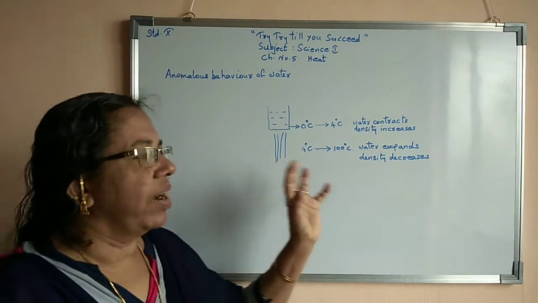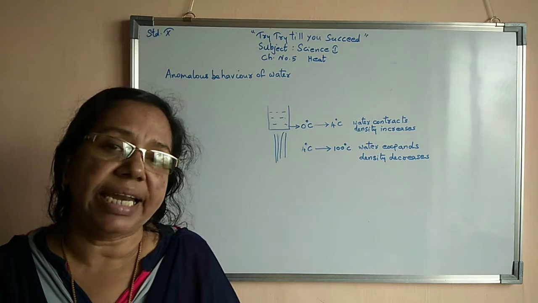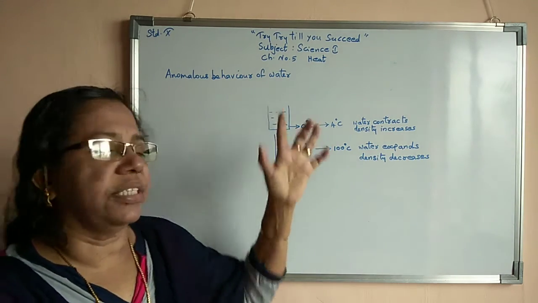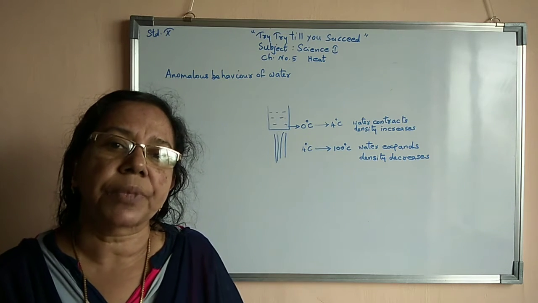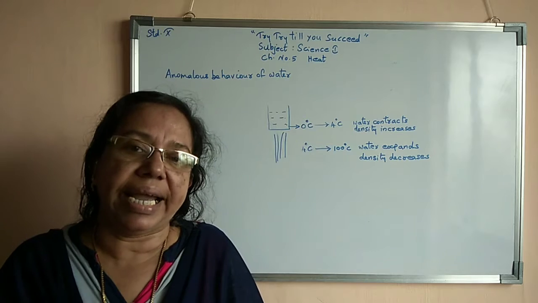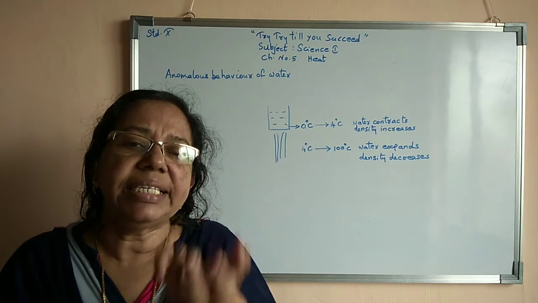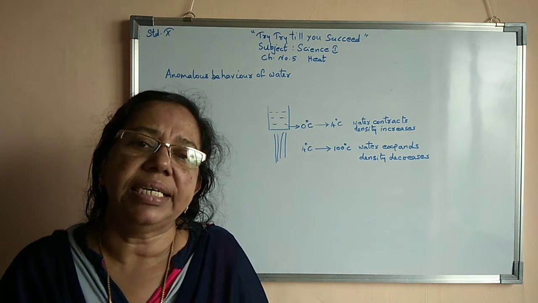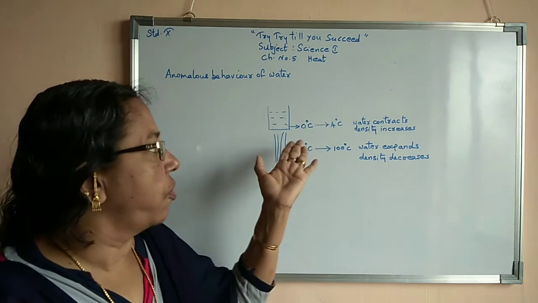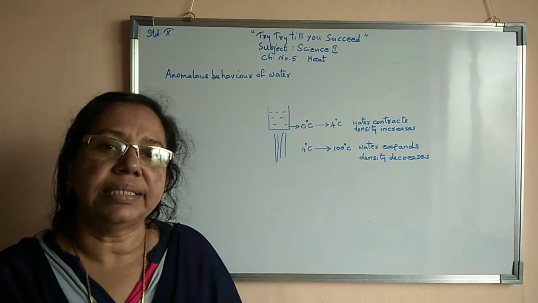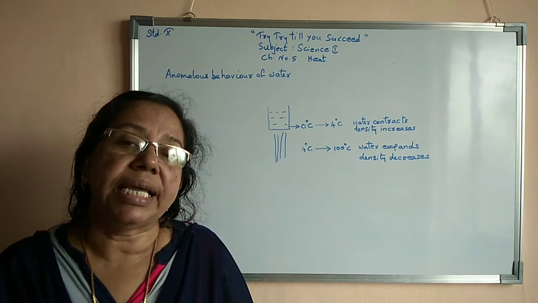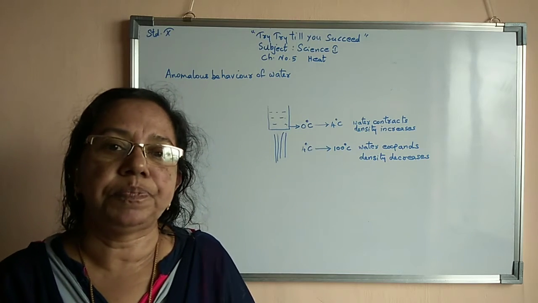So here water has such a special character. What is that? When we heat it from 0 degrees Celsius to 4 degrees Celsius, the size of the water reduces, that means the water contracts. At the same time, its density increases. When we continuously heat from 4 degrees Celsius to 100 degrees Celsius, water expands. At the same time, its density decreases.